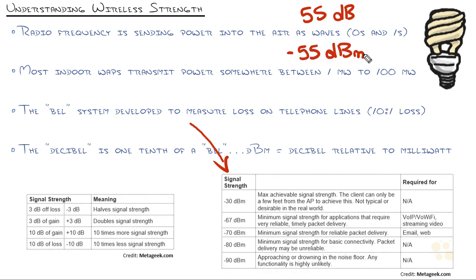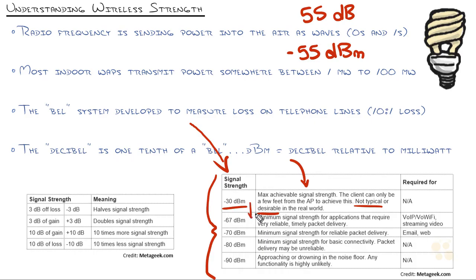But where does that rate? This is a great tool to tell you just about how good your signal strengths are. You can see right at the top is negative 30 dBm. It says the maximum achievable signal strength. The client can only be a few feet from the access point to achieve this, and this is not typical nor desirable in the real world. You're too loud in that case.